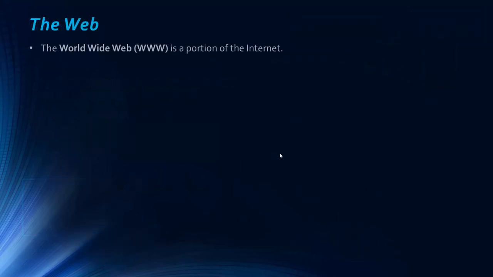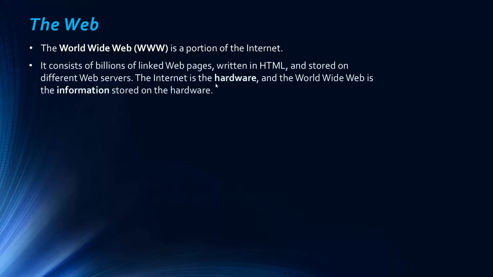Right, so now we're looking at the World Wide Web, or just the web, and this is a portion of the internet. So maybe a misconception of people who don't really know much about this, and there's no reason why they should necessarily, is that the internet is the World Wide Web, whereas the internet is really the hardware, so the cables and the routers, and the World Wide Web is the actual information stored on the hardware, so stored on the servers. So the World Wide Web consists of billions of linked web pages written in HTML, which stands for hypertext markup language, and stored on these different web servers. But this is a more standard, probably better way to think about it.